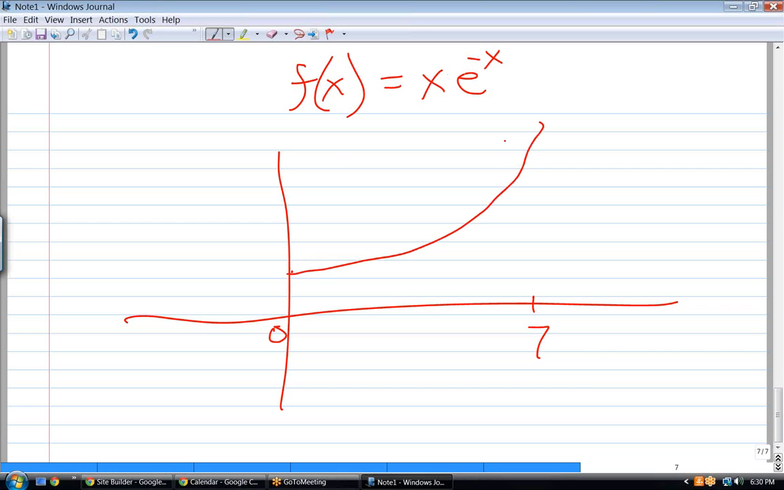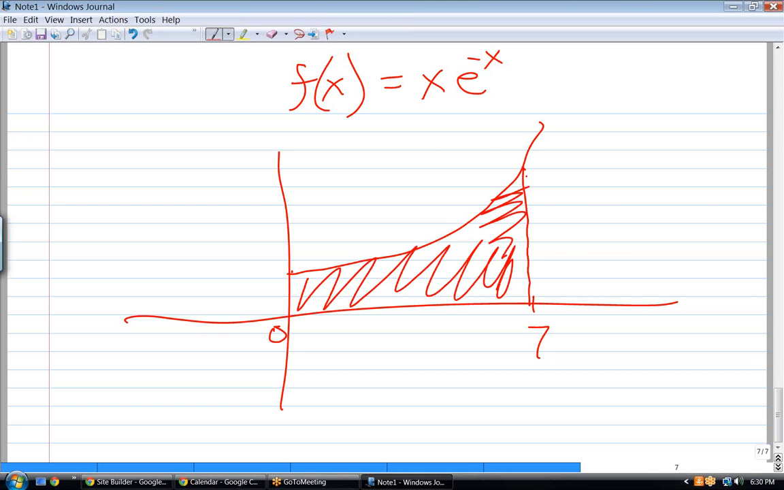When they say find the area under that curve, what do I need to do? If I'm not mistaken, you take the integral of the function from the lower limit to the upper limit. Right. So it would be the integral from 0 to 7 of f of x dx, which in this case is x e to the minus x dx.